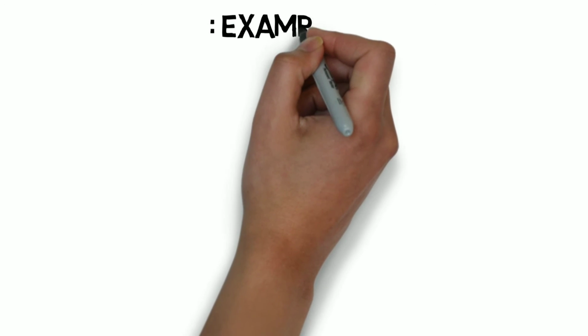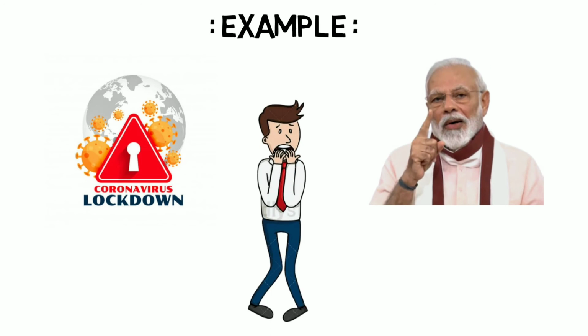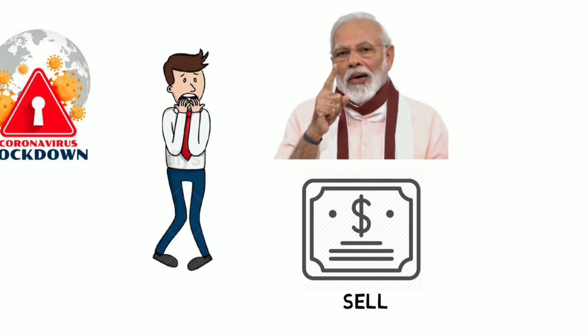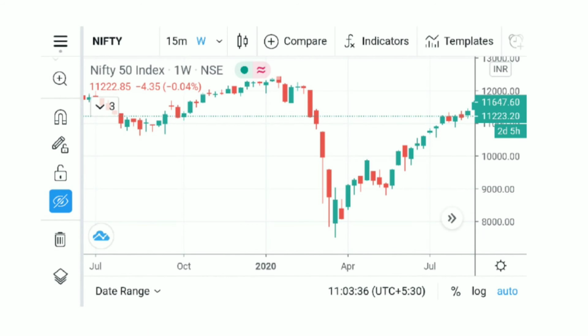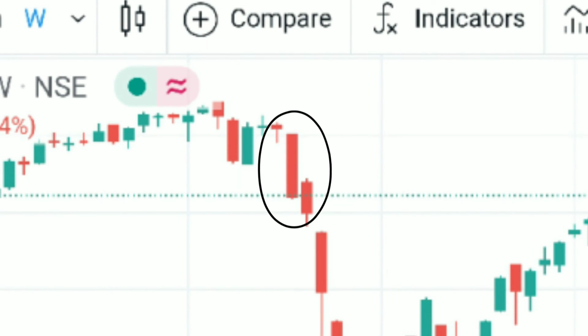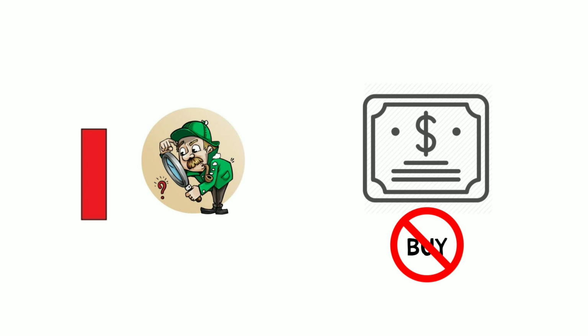I have a great relatable example for you guys. In this pandemic, when the Indian government announced a lockdown to shut the whole country, fear started increasing in the market and people started selling their shares. Now look at the chart. This is the chart of Nifty 50. A big bearish Marubozu forms and see the correction that happened. And if you find this candle on a chart, be aware, and do not buy the stock anymore.